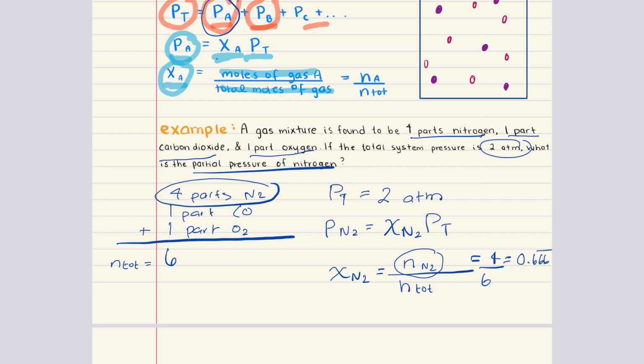We're going to take that value and plug it into our partial pressure of nitrogen gas. That's going to be equal to the mole fraction, which is 2 divided by 3, or 0.6666, multiplied by the total pressure of the system, which is 2 atmospheres. And then when we plug that into a calculator, we're going to get 1.33 atmospheres. So that is the partial pressure of nitrogen gas in this mixture.